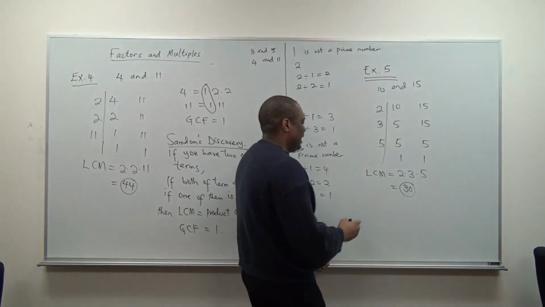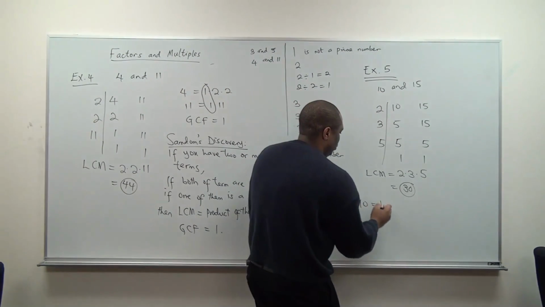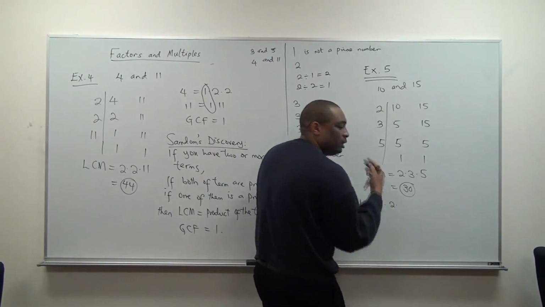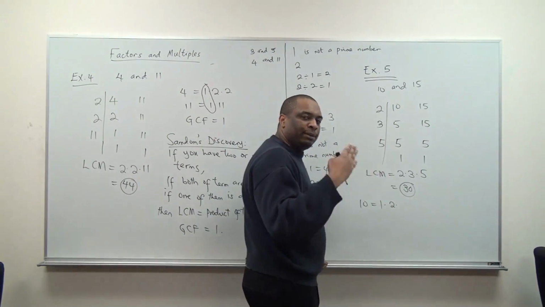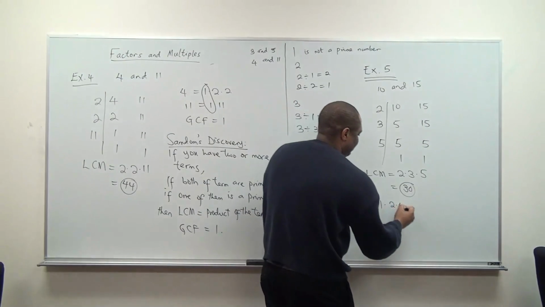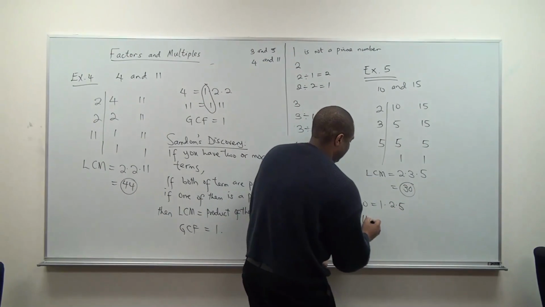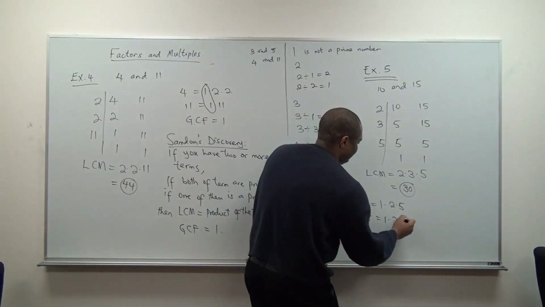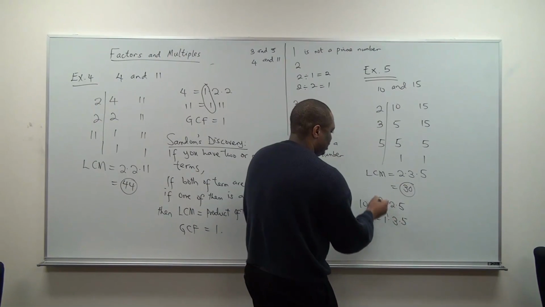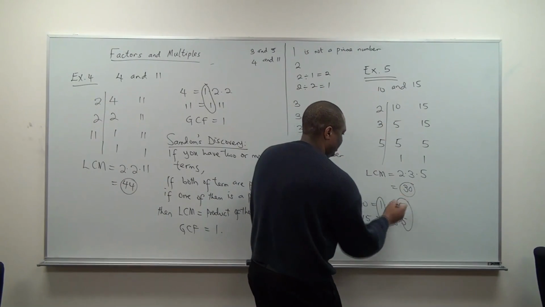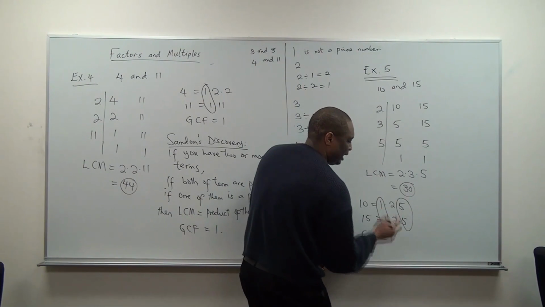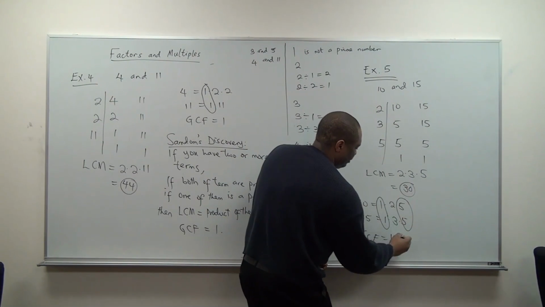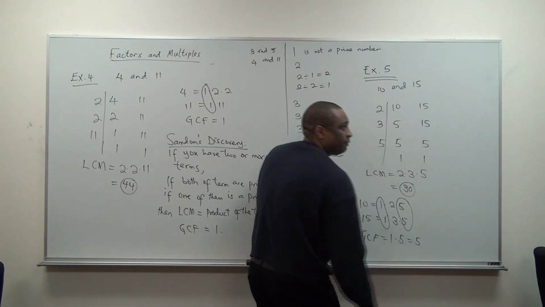And then for the GCF, you keep splitting the numbers also. 10 is 1 times 2 times 5. 15 is 1 times 3 times 5. So 1 is common here, and 5 is common here. 1 is common, you bring out 1. 5 is common, you bring out 5. The GCF will be 5.